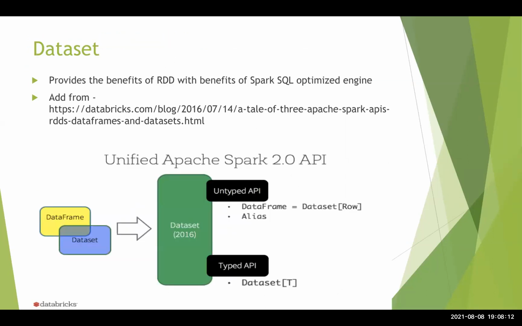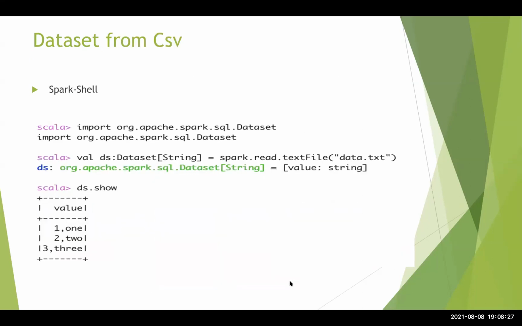Dataset, just reiterating, provides the benefit of RDD with the benefit of the Spark SQL engine. It came in 2016. So DataFrame is a dataset of Row, and Dataset is of a certain object type. Here I have not given any schema. I have some CSV file called data.txt, and whatever is in that CSV file, just put that as one string. This is the way you do it: spark.read.textFile, and it comes as a dataset of string.